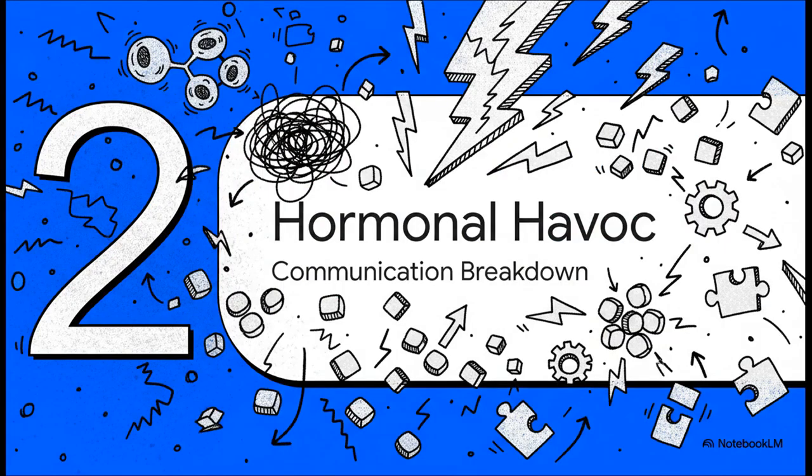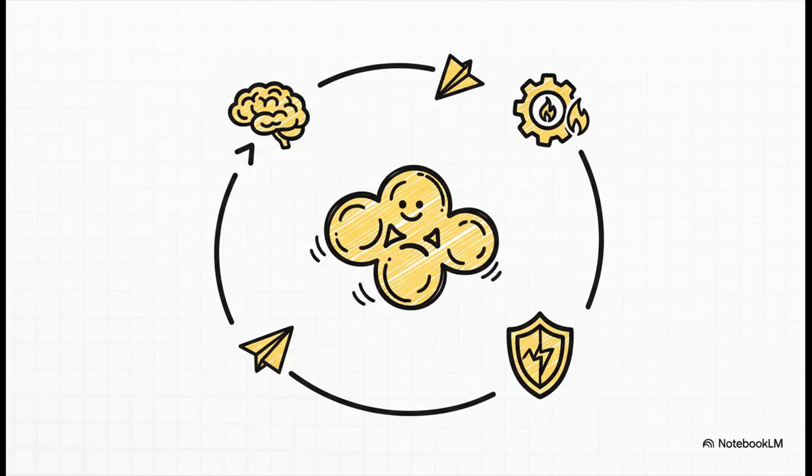So let's get into our next section and see exactly how this communication system run by our fat tissue can just completely break down and cause all sorts of hormonal havoc. Okay, so fat tissue sends out these signals called adipokines. You can think of them as messengers that are supposed to keep your appetite, metabolism, and inflammation in perfect balance. When things are working right, it's a beautifully fine-tuned system.